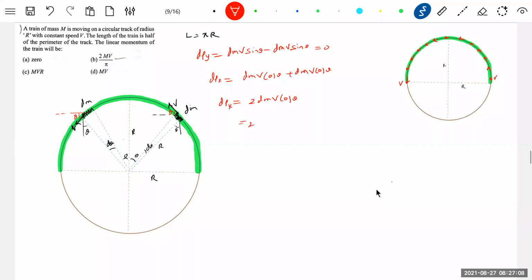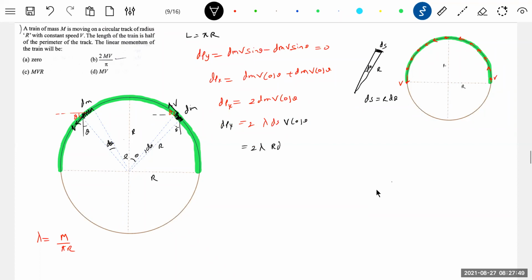Now what is dm? Lambda we define to be equal to mass by perimeter. So dm should be equal to lambda into ds. What is ds? ds will be the arc length. Then what is the mass of that? Lambda into ds. Can you remember? We have done so many problems till now. So keep it as it is, lambda into ds, this is v, this is cos theta. ds can further be written as r d theta.